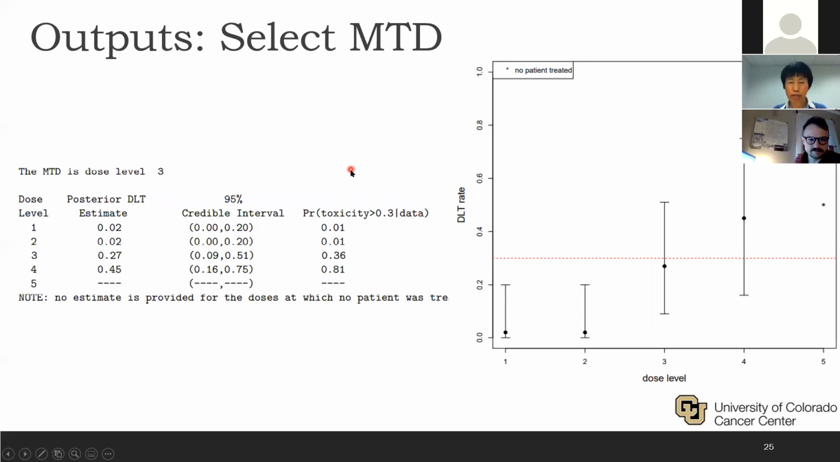Here is an example for selecting the MTD. Suppose we have 5 dose levels, and after the trial, the estimated DLT rate for dose 1 and dose 2 is 0.02, dose 3 is 0.27, and dose 4 is 0.45. The target DLT rate is 0.3. Thus, dose level 3, with 0.27, is the MTD for this trial.